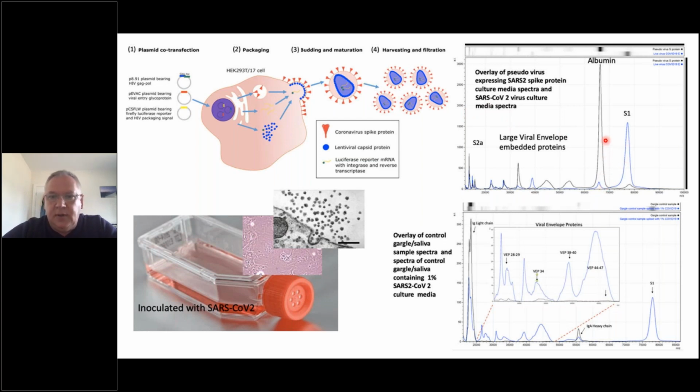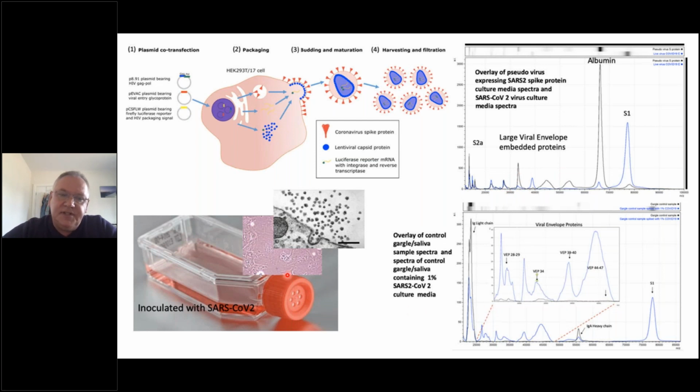Albumin could get in the way of culture, which of course is not present in a gargle. You don't have albumin floating around in your saliva, but we definitely were picking up the S1 fragment, which we confirmed. We're also picking up the S2 fragment, but sometimes that could be obscured by albumin. And then we were getting a host of the other large envelope proteins like E and M, the matrix ones, were also coming up as a signature.